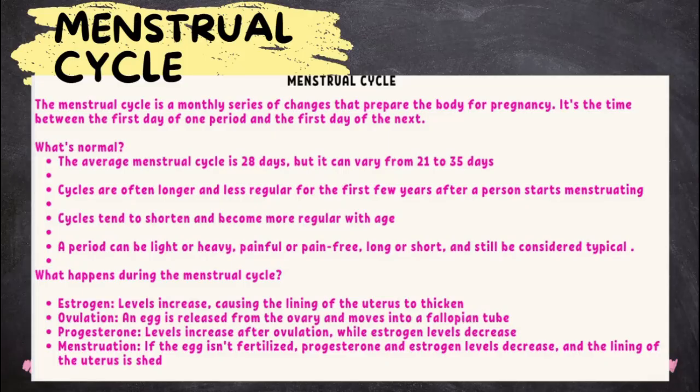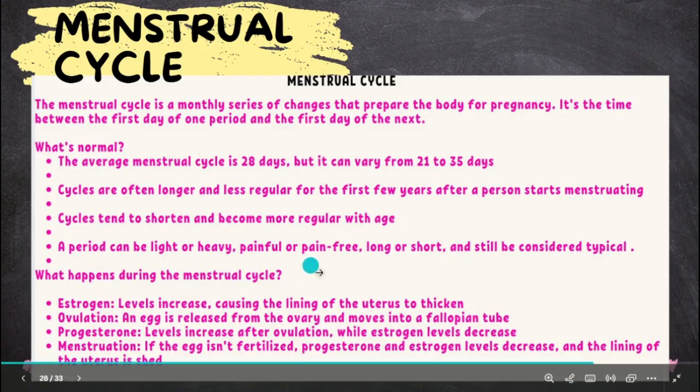So basically it's a monthly series of changes that prepares the body for pregnancy. It's the time between the first day of one period and the first day of the next. The average is about 28 days, but it can vary from 21 to 35 days. During the first few years, it may be irregular, and then it becomes more predictable as a female gets older, right? It can be light or heavy, painful or pain-free, long or short, and still be considered typical. It would last between 3 to 7 days, right?